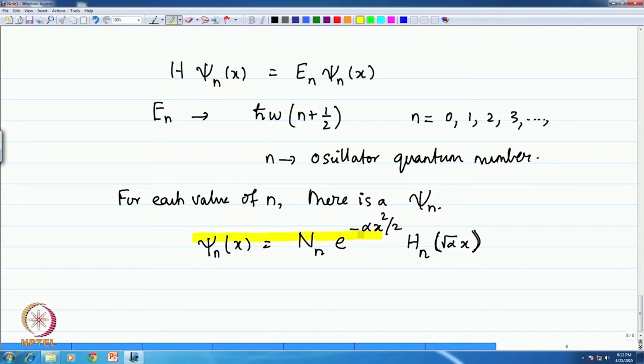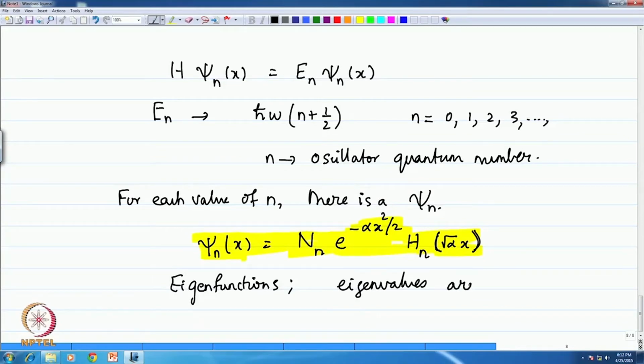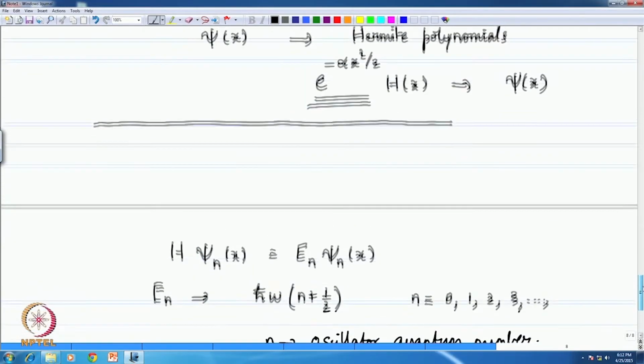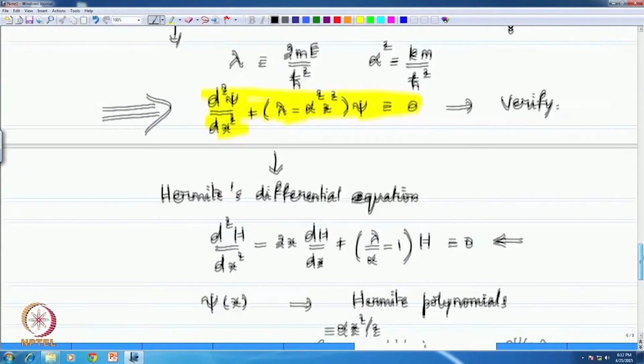These are the solutions, or whatever we have described so far, and these are also known as the eigenfunctions of the harmonic oscillator Hamiltonian. The eigenvalues are En. Go back and look at the constants alpha and lambda.